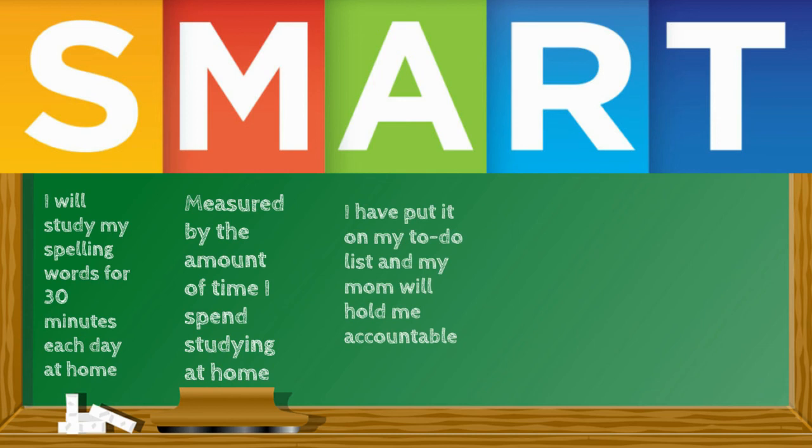A, is it attainable? I have put it on my to-do list and my mom will hold me accountable. So making sure something's attainable means that you have put it as a part of your life, that you know you can accomplish it, but also it helps to have someone that can hold you accountable for it. And that means that you have someone in your life that will check in on you and make sure that you're doing exactly what you're supposed to be doing and that you're accomplishing your goal.